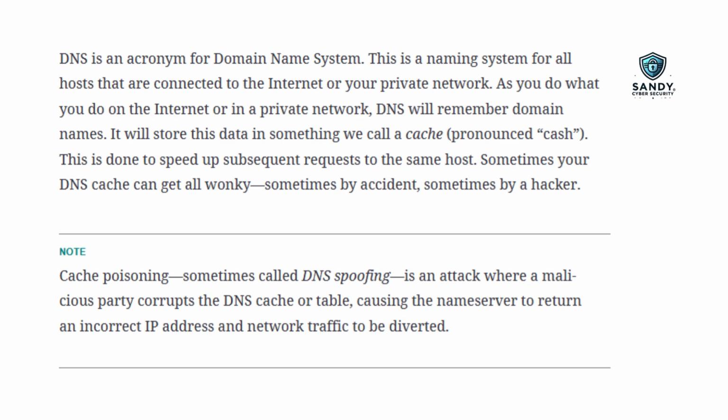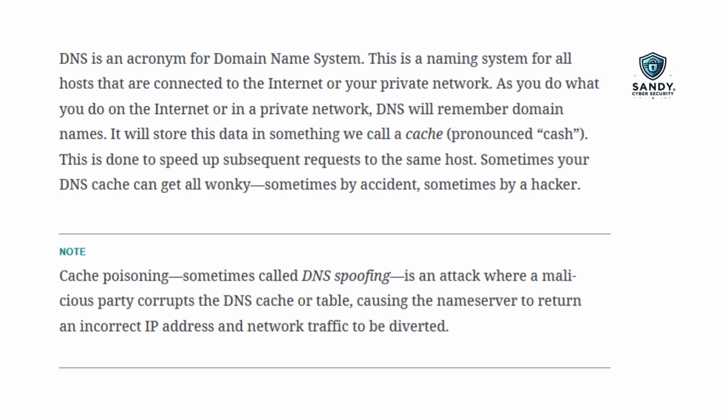DNS stands for Domain Name System. This is a naming system for all hosts that are connected to the Internet or your private network. Do what you want on the Internet or in a private network, and DNS will remember. It will store this data in something we call a cache, pronounced cash. This is done to speed up subsequent requests to the same host. Sometimes your DNS cache can get all wonky, sometimes by accident, sometimes by a hacker. Note, cache poisoning, also known as DNS spoofing. DNS spoofing is an attack in which someone changes the DNS cache or table in a bad way. This makes the name server give out the wrong IP address and redirects network traffic.